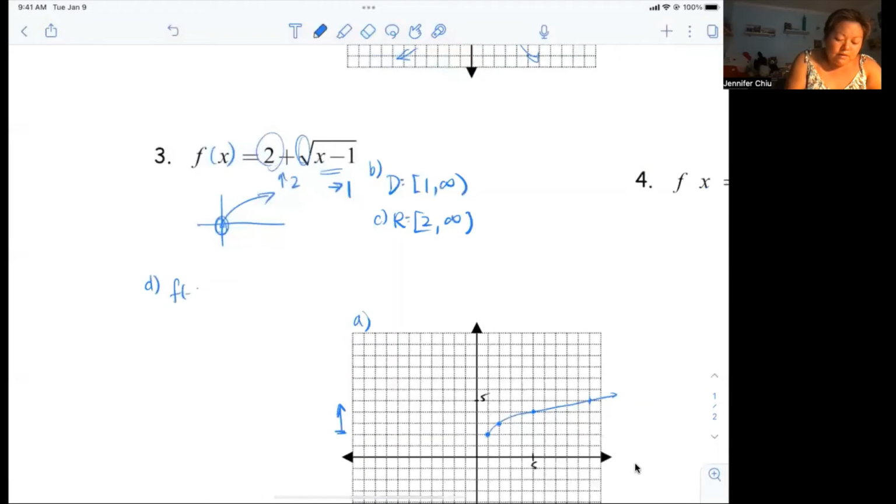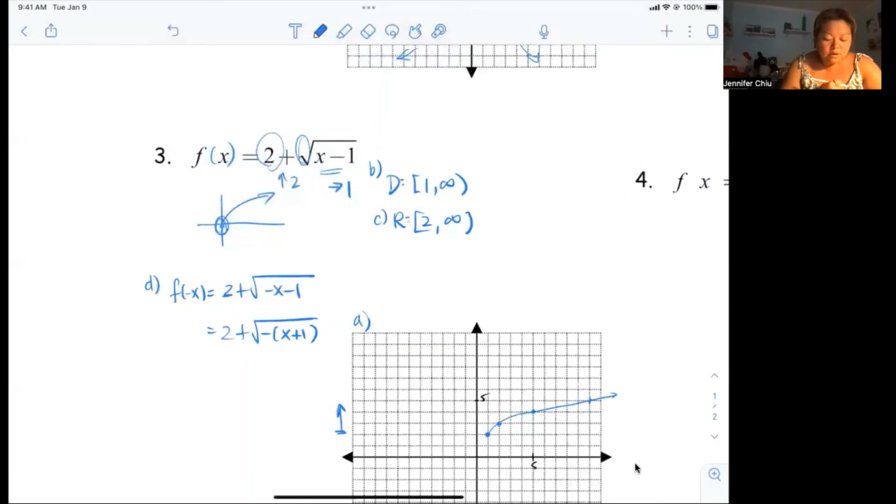So f of negative x, and you plug in negative x, you get 2 plus root negative x minus 1. Okay, so notice that there's a negative I can take out of both of them, right? And so that would be negative x plus 1 like so. This is a square root. You can't really factor out the negative. You can keep the negative in there because just in case that this is a negative value, the negative will actually cancel the negative, so it's okay to leave the negative inside.